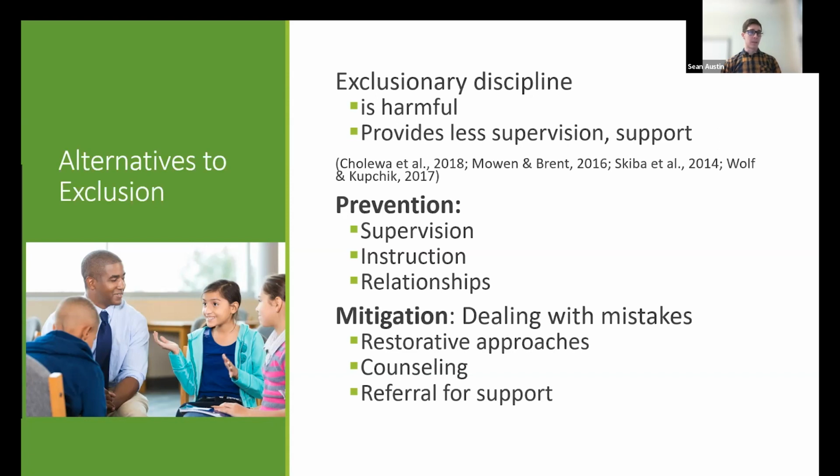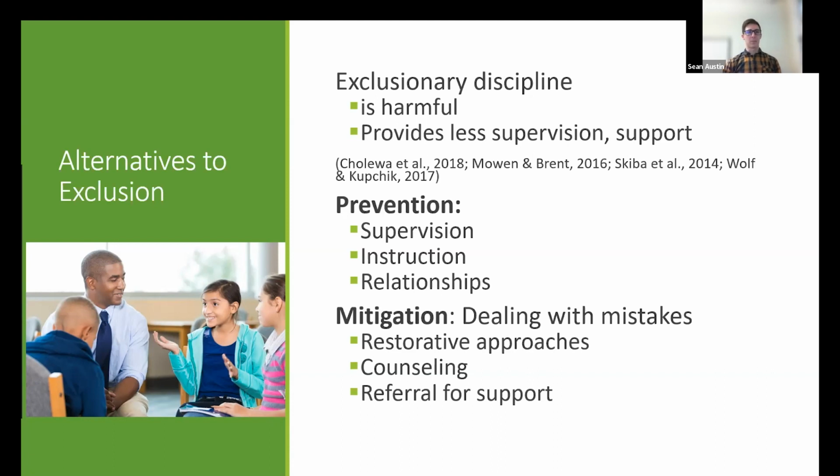On the mitigation side of things, of course, we have to deal with mistakes when students make them. So I'm not just saying don't exclude. There are other things that you can do to process this mistake that the student has made. And engaging in restorative approaches, restorative circles, restorative conferences, where you talk about the harm that's been done and action steps to try and repair harm, the trust between adults and students and their peers.